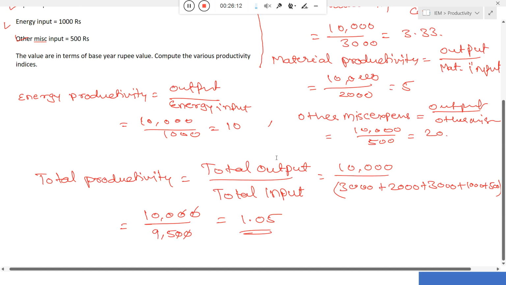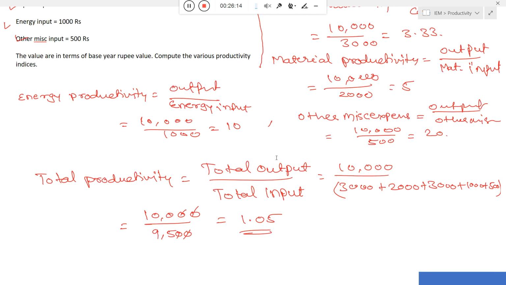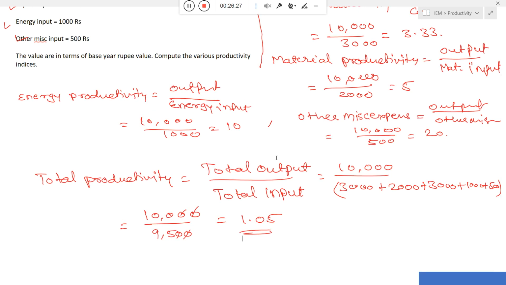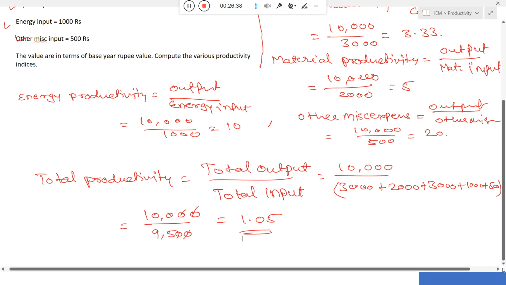The total productivity is used when you want to compare one organization with another organization. You cannot compare on the basis of the labor, on the basis of the material utilization, or on the basis of the energy productivity. You need to identify the entire organization's productivity, which is nothing but the total productivity. It is the ratio of the total output and total input.